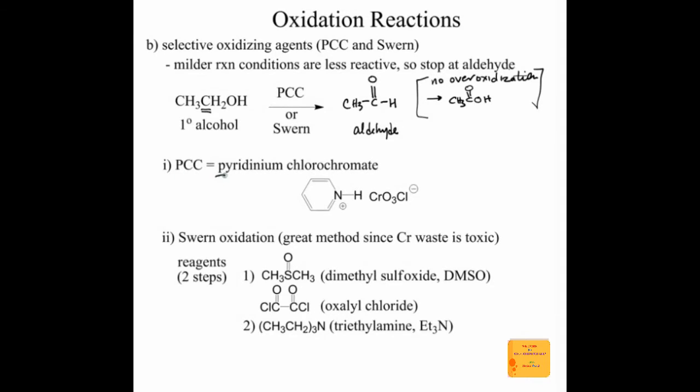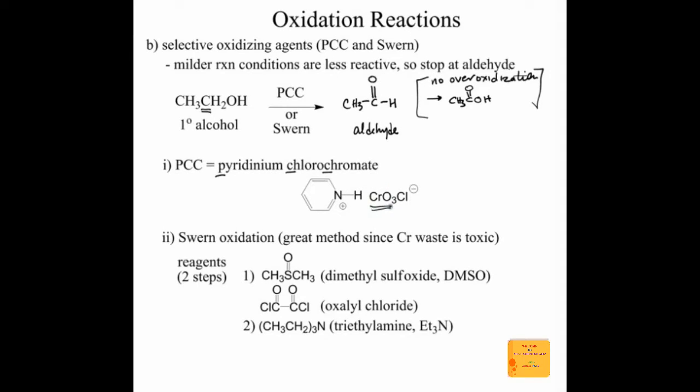PCC stands for pyridinium chlorochromate. This is the structure of that reagent. This is a pyridine ring. When you have a benzene ring with a nitrogen replacing one of the carbons, we call that pyridine. And because it's protonated, we call this the pyridinium ion. And here we have chlorochromate. So you can still see the oxidizing agent here.